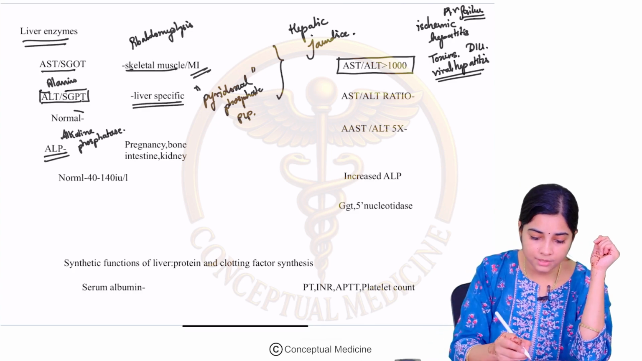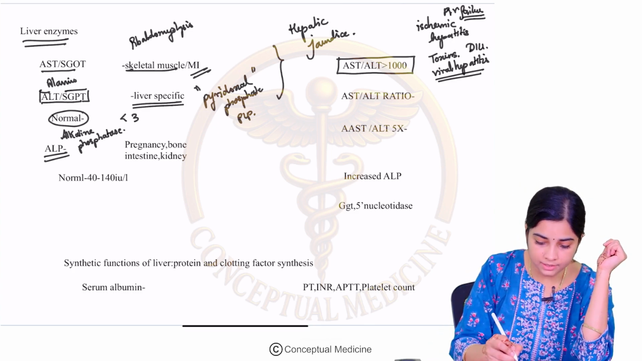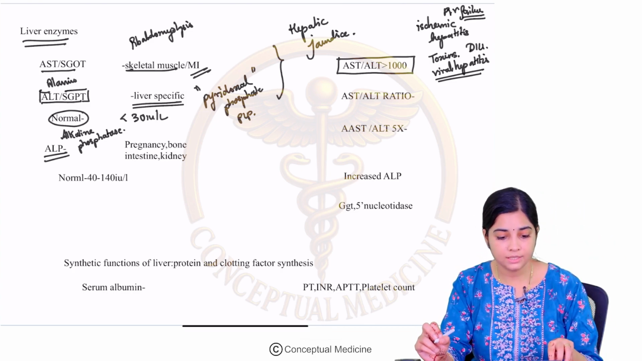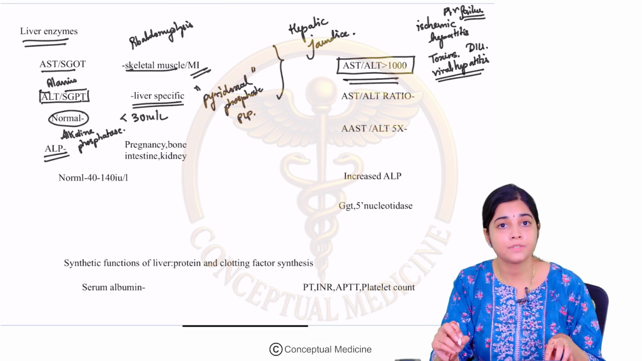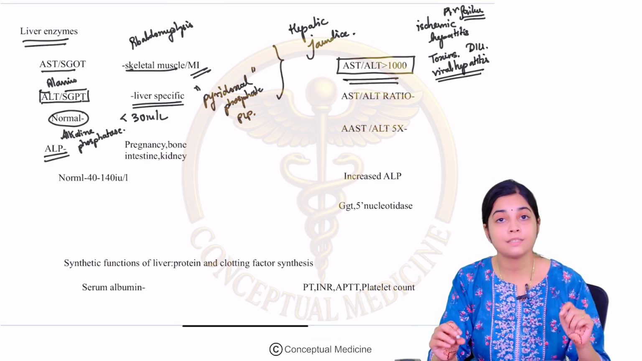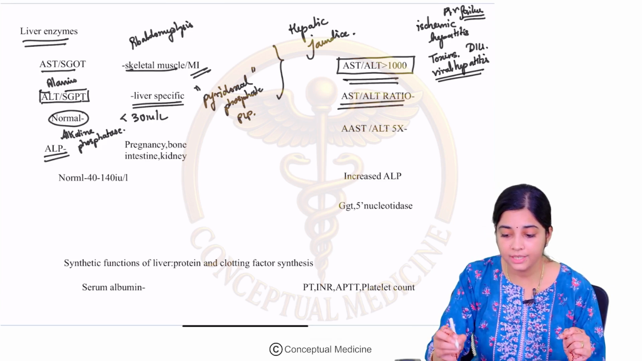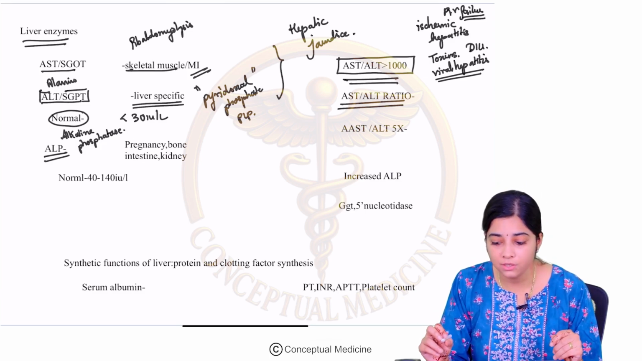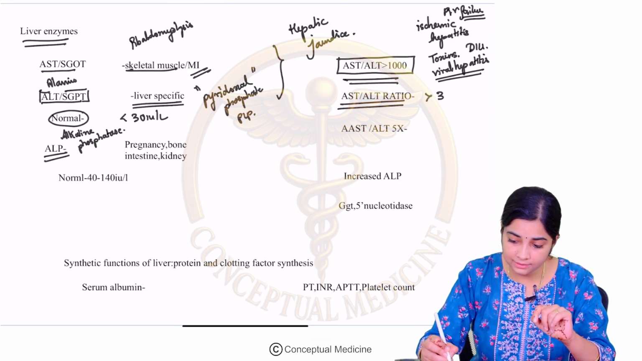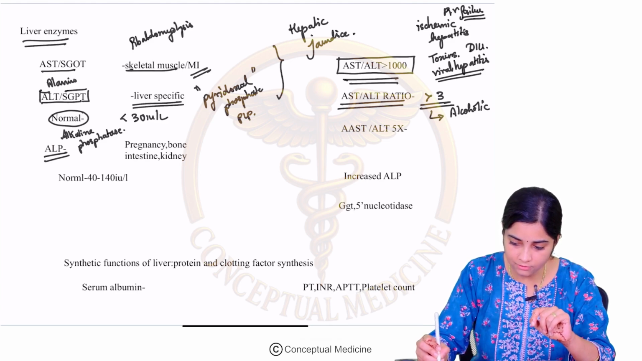Okay, what are the normal AST-ALT values? Normally, it is less than 30 international units per liter. So, usually the AST-ALT levels are less than 30. Okay. Now, we have seen the conditions where AST and ALT are more than 1000. Next, what we should be seeing is your AST to ALT ratio. So, an AST to ALT ratio of more than 3 is very much suggestive of what? It is very much suggestive of alcoholic hepatitis.